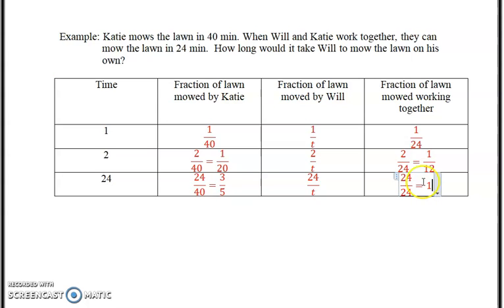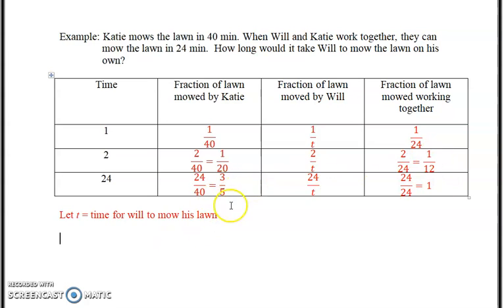All right. So together it takes 24 minutes. So we're going to use all this, and we're good. Obviously we're letting t equal the time for Will to mow the lawn. That's the unknown, right? Because we know what they take together, and we know what Katie's was, but we didn't know what it was for Will. So, there we go.